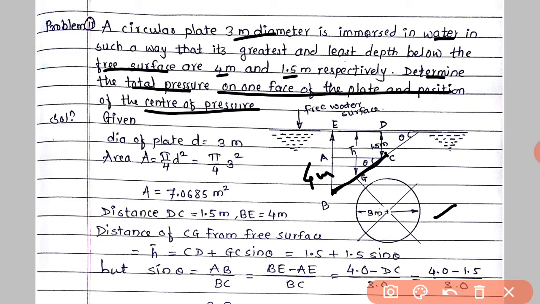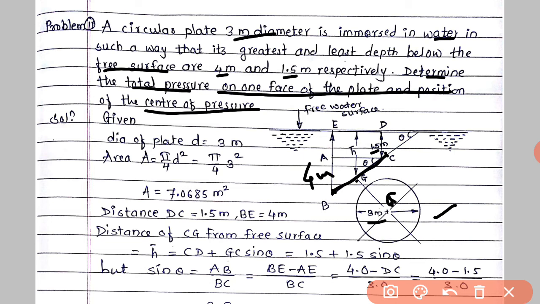Write down given quantities. See, first do nomenclature, and diameter will be 3 meter. So here EB will be 4 meter, then EA will be 1.5 meter, and DC will be 1.5 meter, and H bar will be distance of center of gravity G, see here G is written, from the free liquid surface.